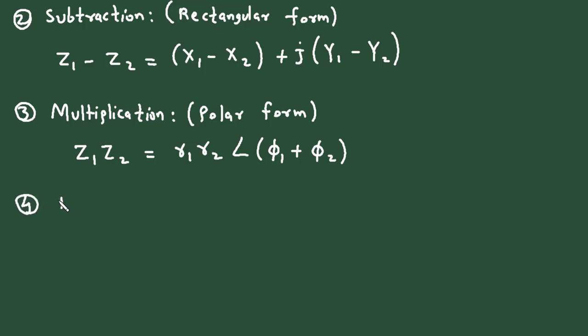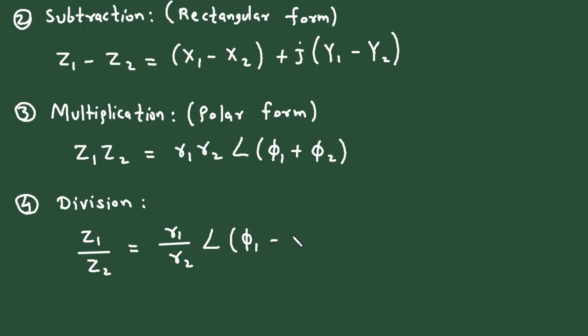Also for division, the division is better performed in polar form. So Z1 divided by Z2. Suppose we want to divide these two phasors, so it will be R1 divided by R2 at an angle phi1 minus phi2. So here we can see for multiplication we have to multiply the magnitudes and the angles will be added, and for division we have to divide the magnitudes and the angles will be subtracted, that is phi1, numerator angle, minus denominator angle. Also multiplication and division are better performed in polar form.